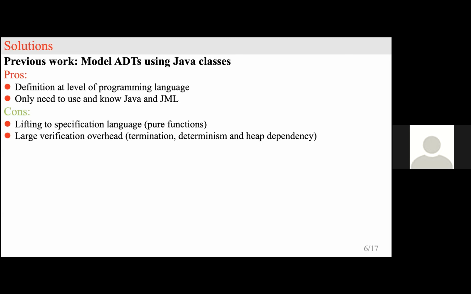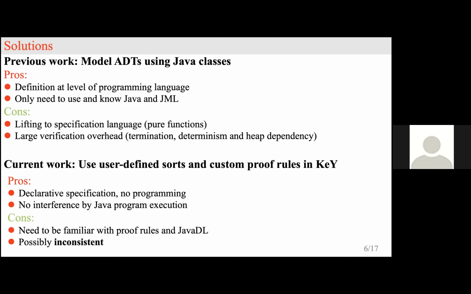specification language to support these, especially for the pure functions. And because we use Java classes, we need to handle a lot of verification overhead, like showing functional determinism and heap dependencies. But for our current work, we use user-defined sorts and custom proof rules in KeY.